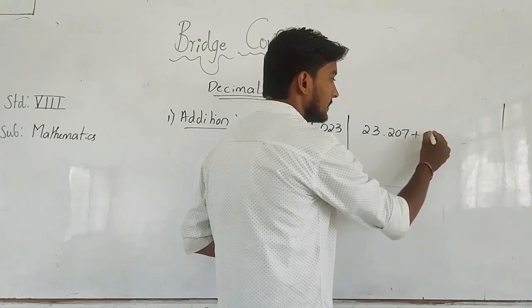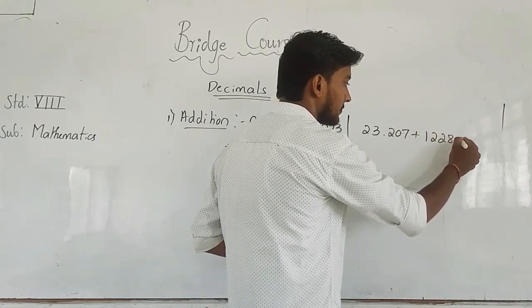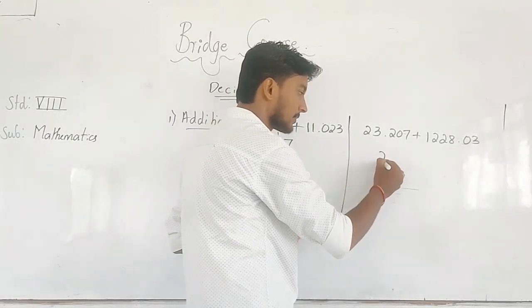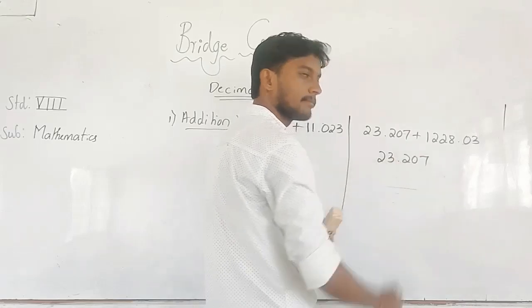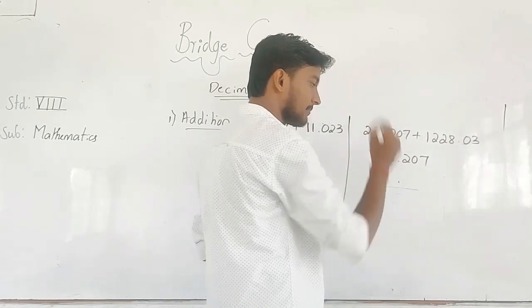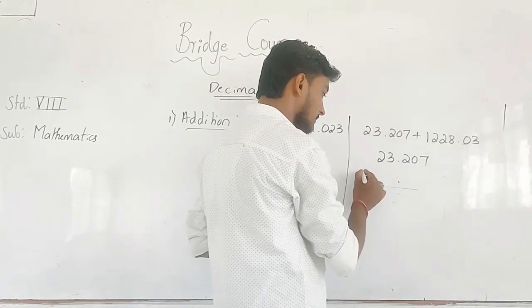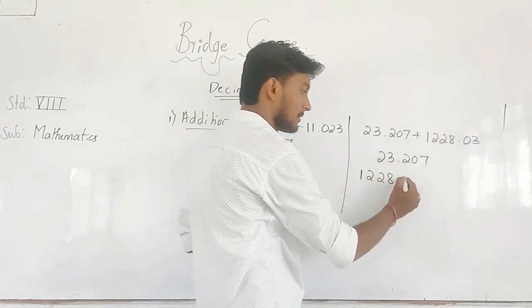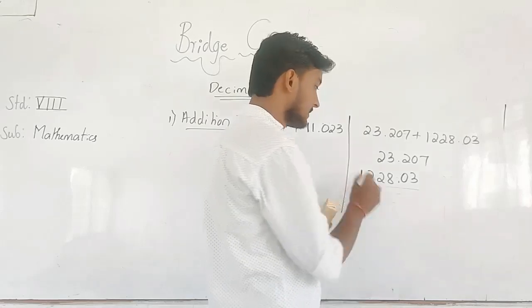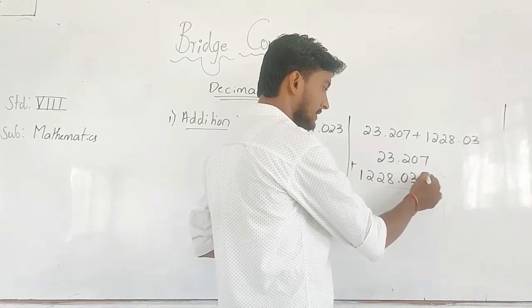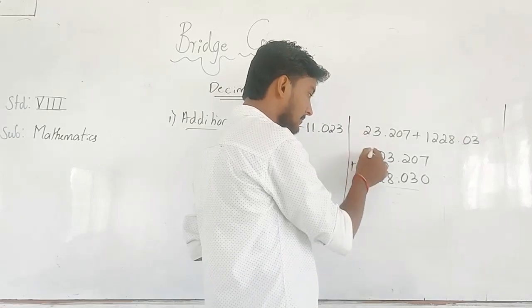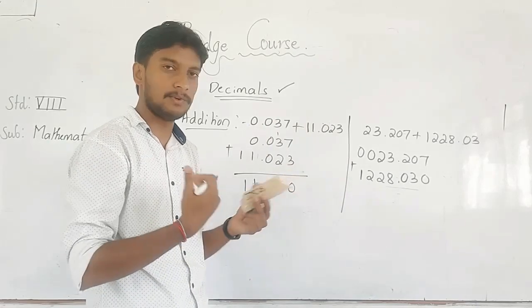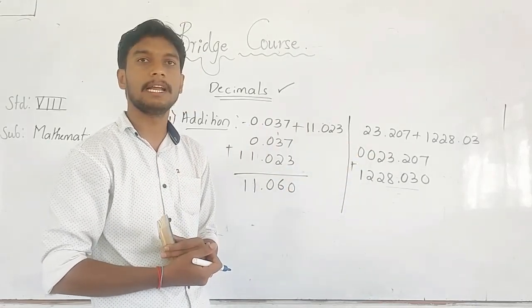One more example. 223.207 plus 1228.03. Again these two are decimal numbers, and we have to add these two. Write the first number, 223.207, as it is. The dotted line must be below that dotted line only. On this side we have 1228, and after the decimal point we have 0, 3. While adding, if there is no number below or above a digit, you can take 0. You can take the zeros or you can solve without taking them also. If you don't want any confusion, you can put the zeros and add.